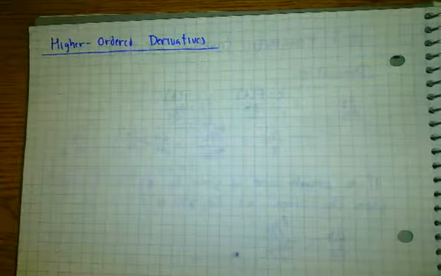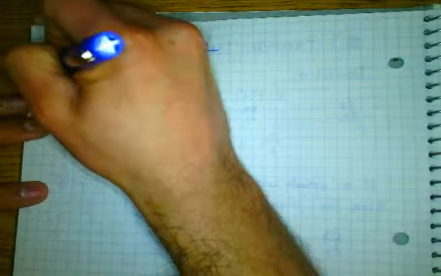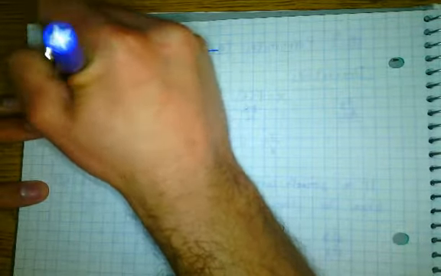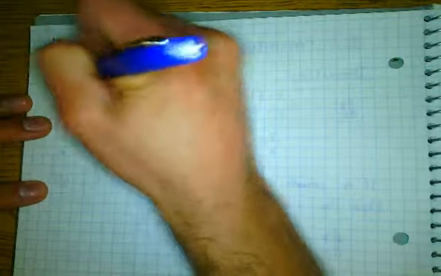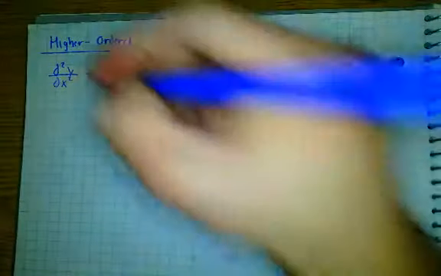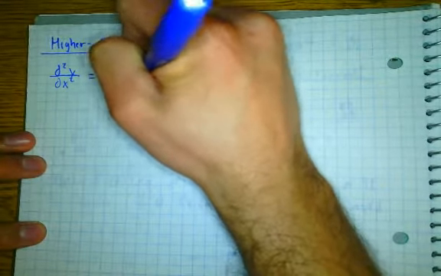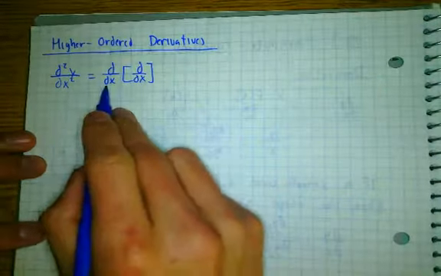Okay, so let's talk about the second derivative. If you remember notation, let's talk about a derivative. The second derivative of y in terms of x. Well, think about it. Isn't that taking the derivative of the derivative? So we're going to take the derivative of a derivative.